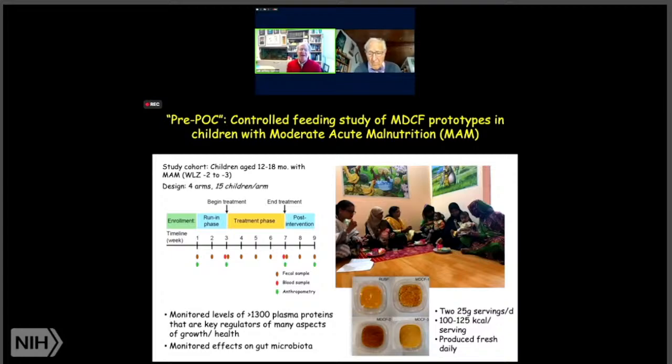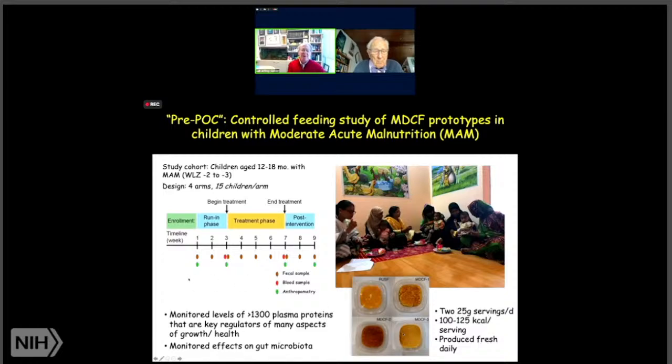These children in this small study of 15 per arm received one of 4 different food supplements: a ready-to-use supplemental food, rice and lentil based, that's a commonly used nutritional intervention. And then we had the various MDCFs, MDCF 1, 2, and 3.